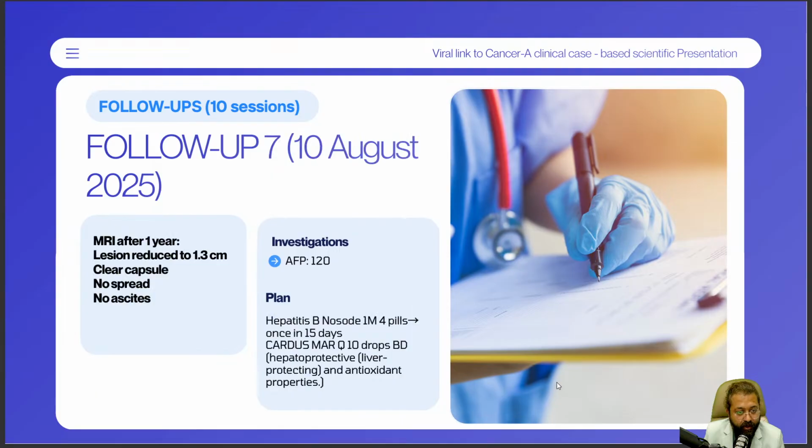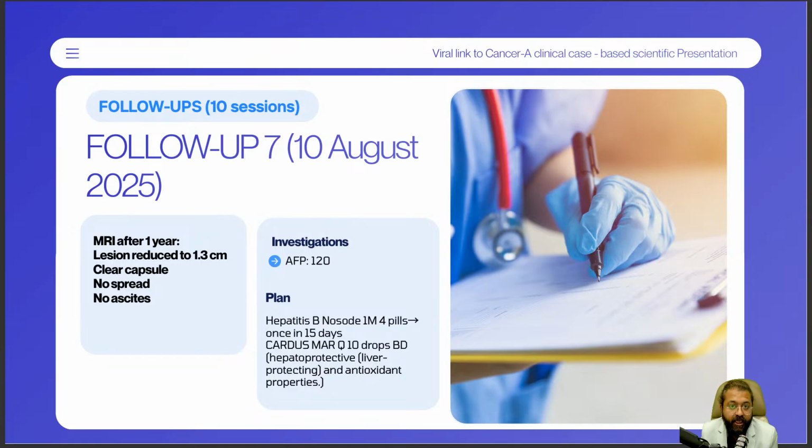Now after a year, on MRI, we get that the lesion which started from 2.7 comes to 1.3, and AFP is 120. Here we again give the hepatitis B nosode.